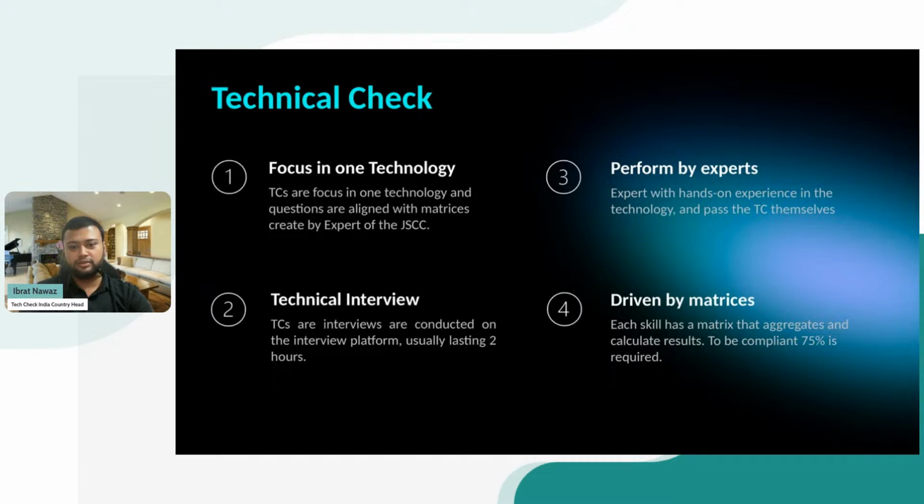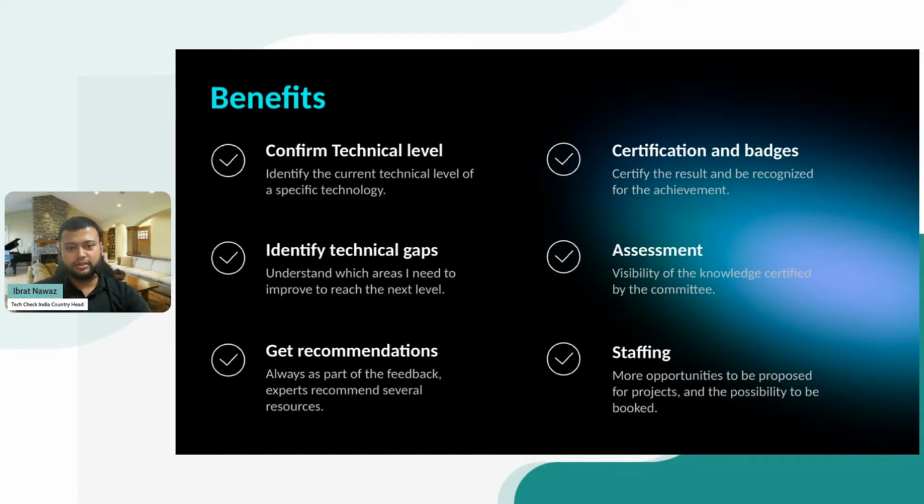And based on those matrices, if you have cleared, let's say, 75%, if you're compliant with this, then only is it marked as a success. You can say the tech check is a success with the technical check you have taken. So altogether, in simple terms, this is a single platform where you can get your technical skill checked. So what are the benefits of this then? There are several benefits.